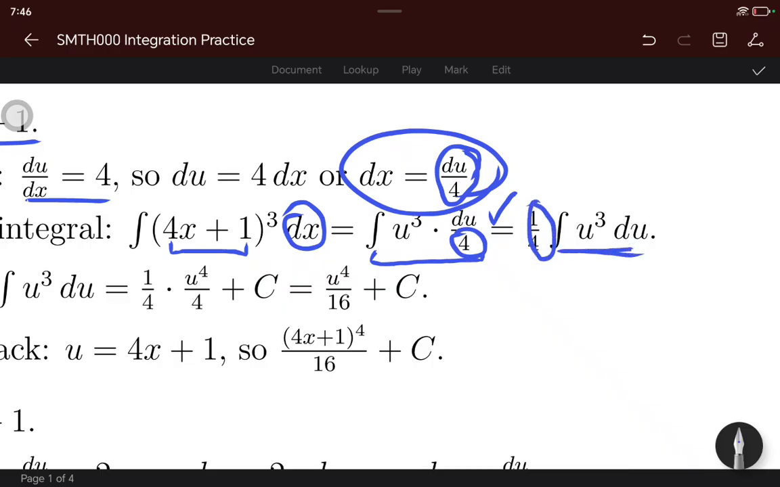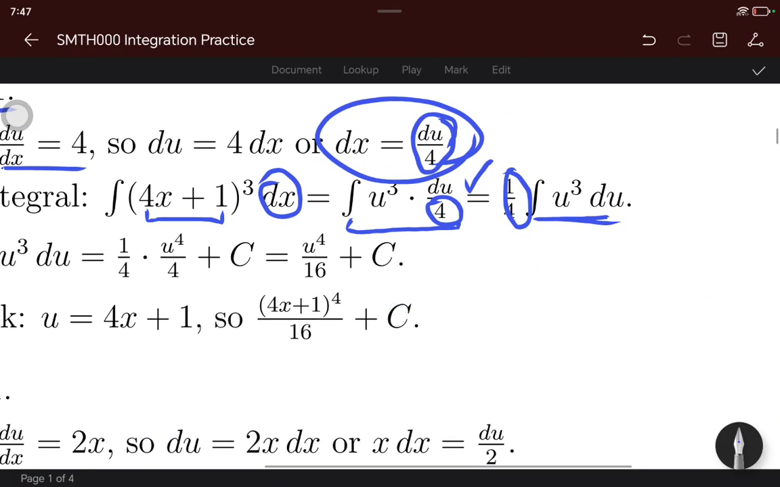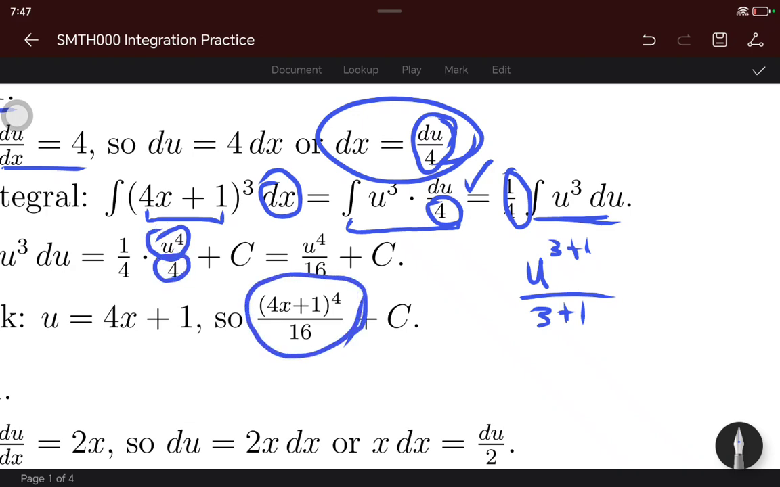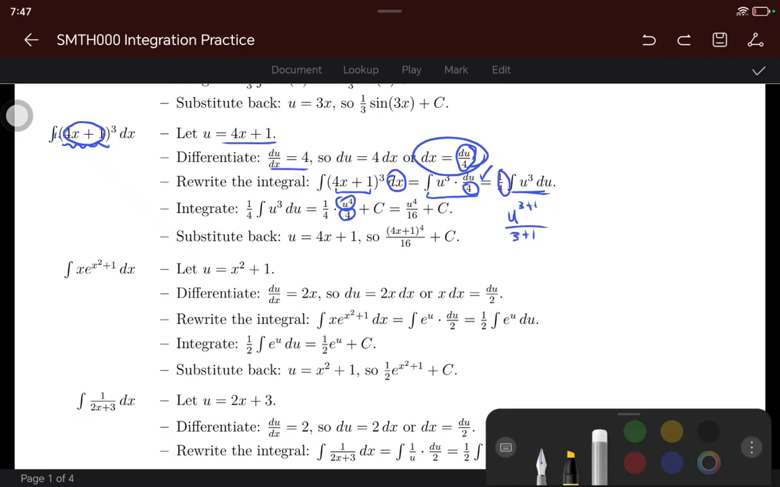Then I take out the 1 over 4 as a constant. Then I'm going to integrate this u to the 3. And the question is, how do we integrate u to the 3? We're going to say 3 plus 1, then we divide by that same exponent. Then we get u to the 4 over 4. Then I can substitute back my u. So that's how we can solve this one.